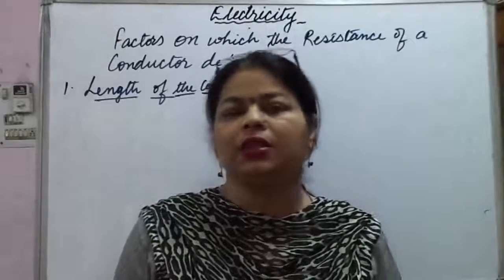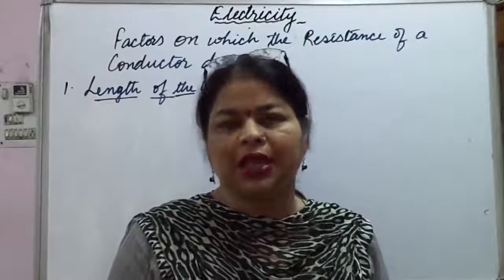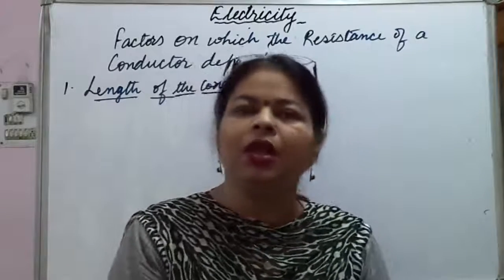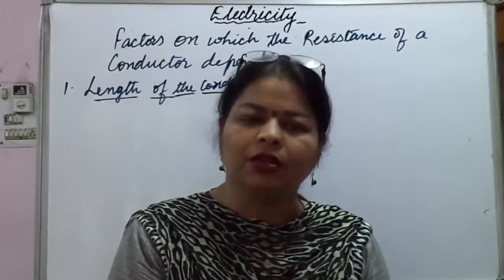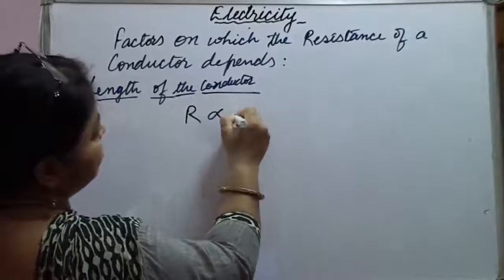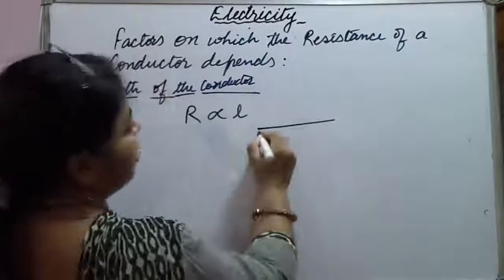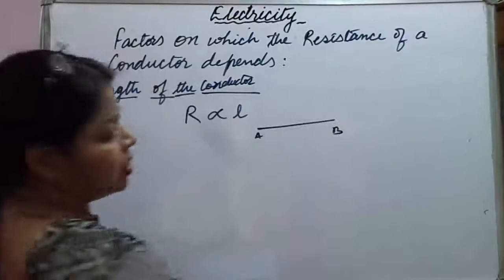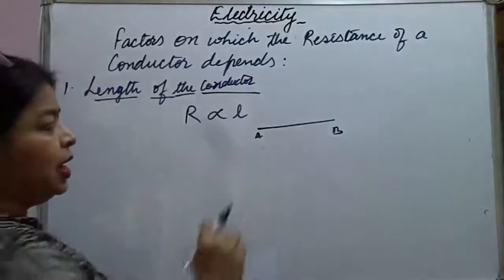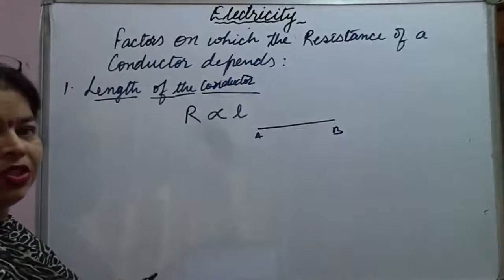Now what does it mean? Experimentally it has been seen that the resistance of a conductor is directly proportional to the length of the conductor. So we can say that R is directly proportional to L. How? Let us see. For example, A to B, this is the conductor. If this is the length, then how many electrons? The electrons are moving, and when they are moving, they are going to collide with each other.